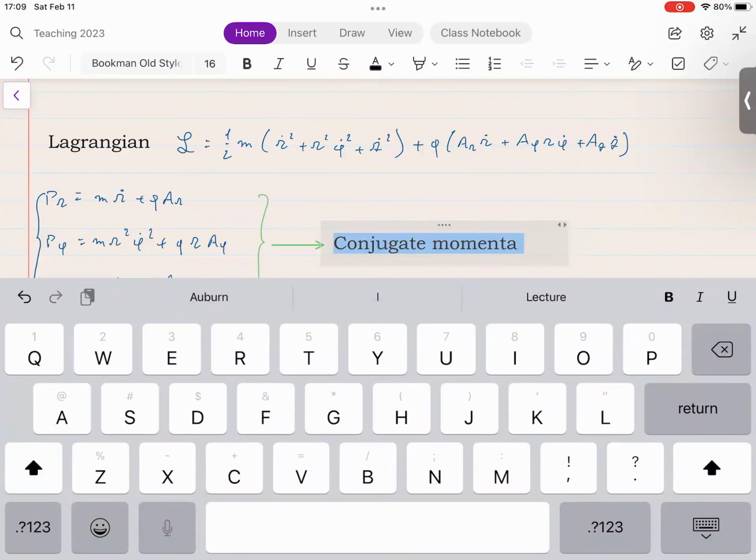There. Okay, a moment to make this green. Here we go.